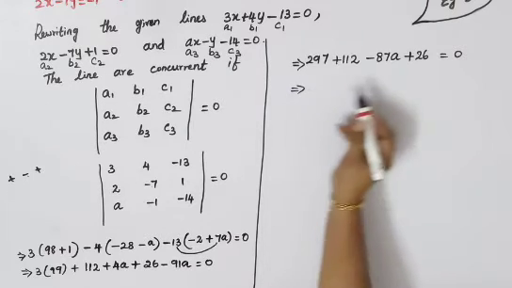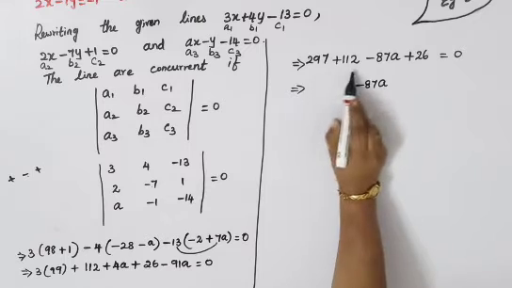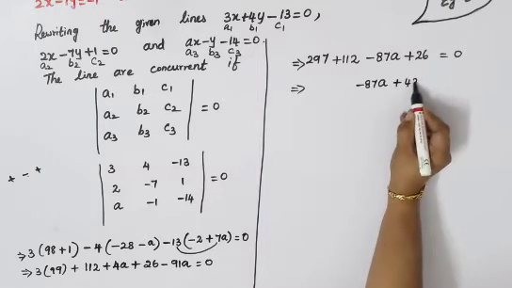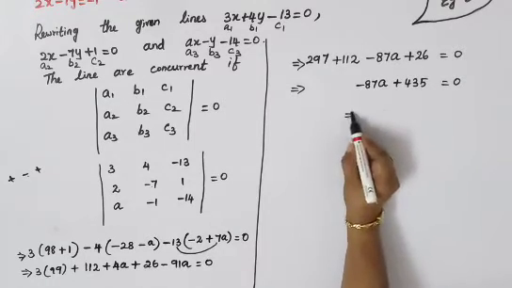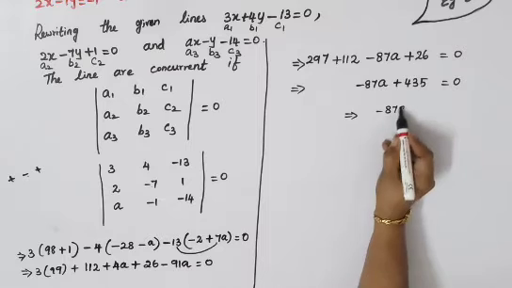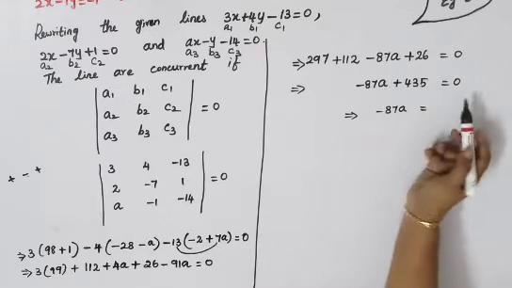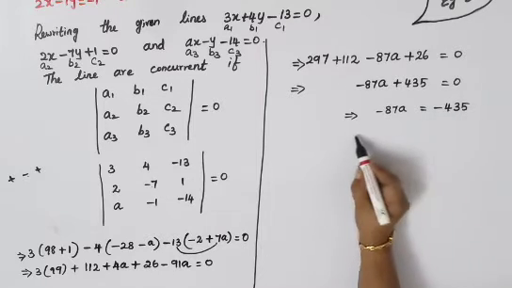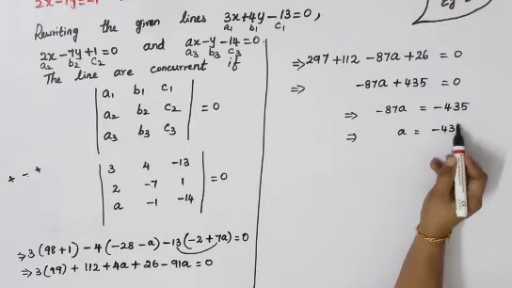Which implies keep this minus 87a as it is. Add all these three numbers, you will get 435, which is equal to 0. So which implies minus 87a is equal to, if you take this plus 435 towards your right hand side, it will become minus 435. That implies a is equal to minus 435.